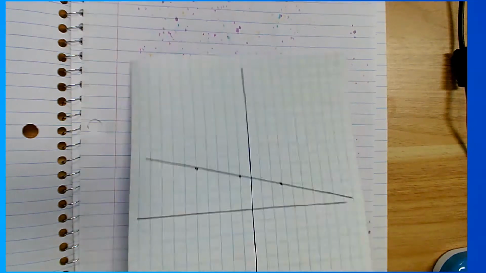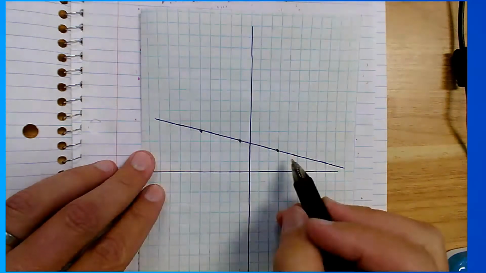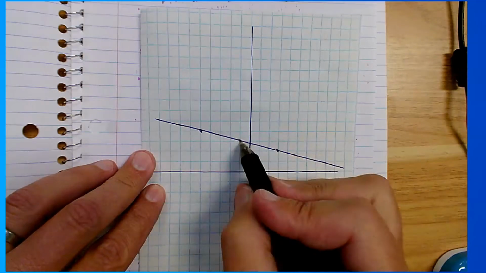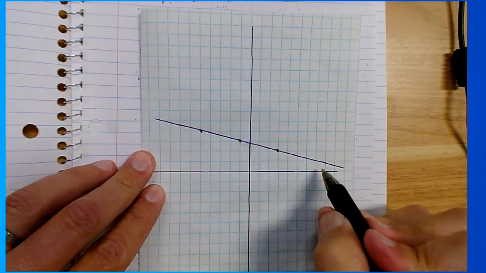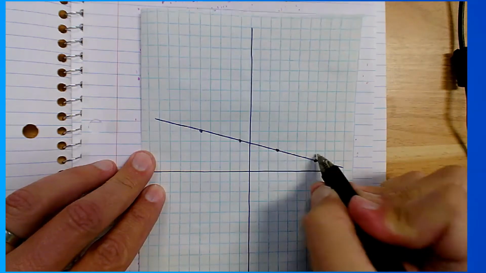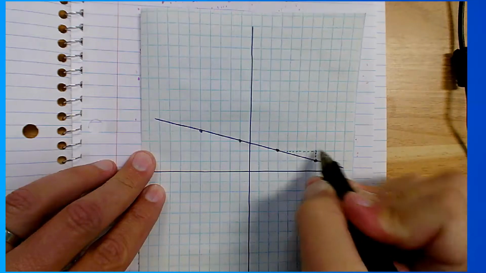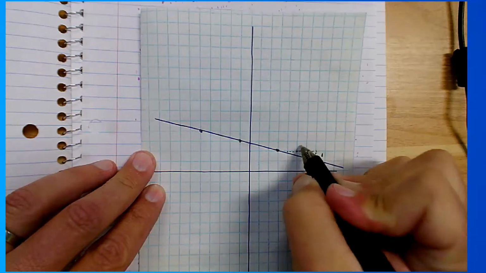Here's another one. Once again, you don't have to write this. You're just watching me. Here's the line. I have 2 good points on it. Actually, there are 3 good points. Actually, there's another good point right there. Lots of good points on it. I count the rise. Well, this is going up 1. I count the run. 1, 2, 3, 4. It's going over 4.